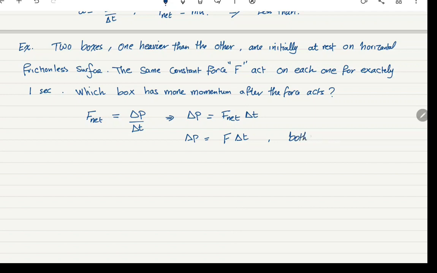Both will have the same change in momentum.